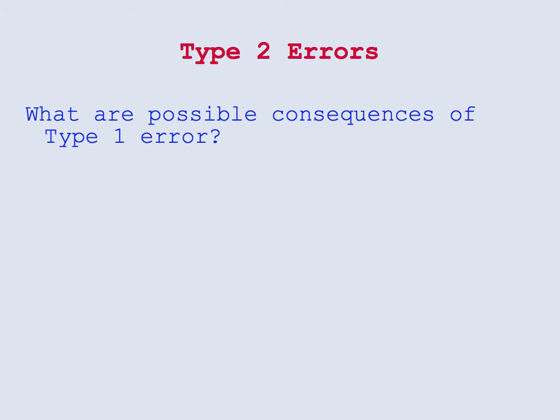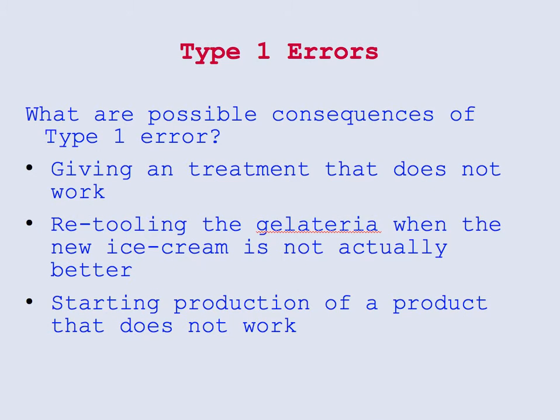So what are the possible consequences of type 1 error? Well, one is giving a treatment that does not work. For instance, giving steroids to spinal cord injury patients when in fact they do not work. Or retooling the ice cream factory when the new ice cream is not actually better. Or starting production of a product that does not work.